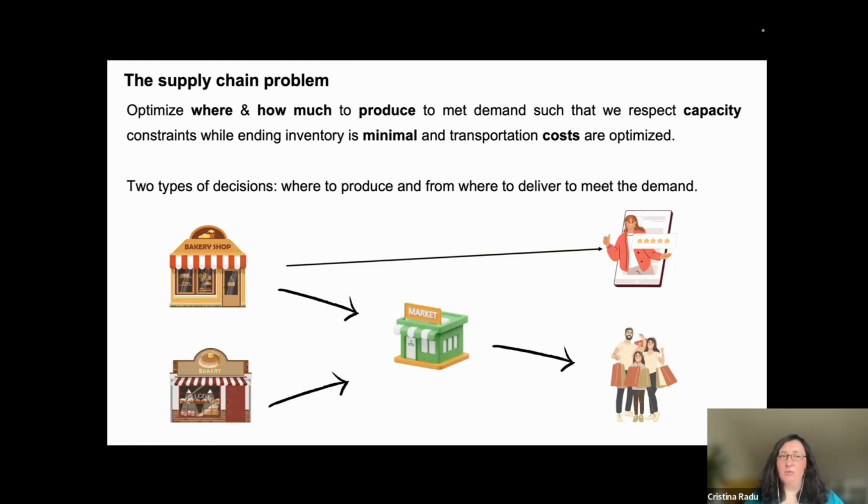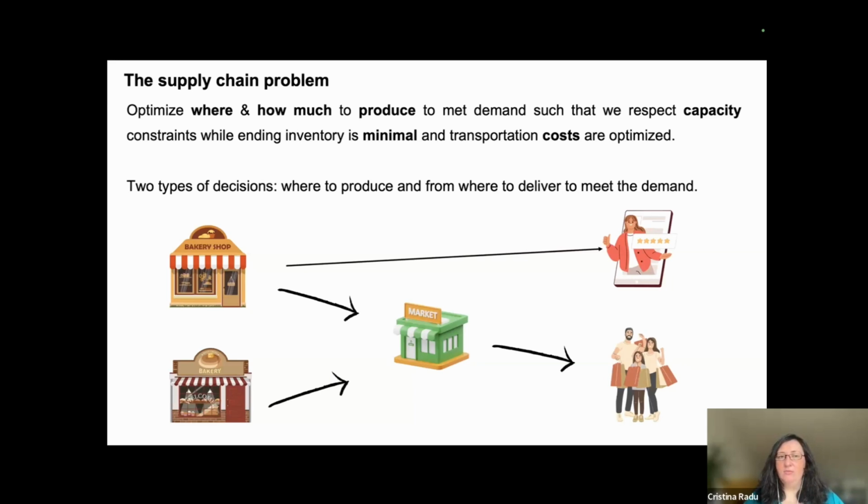So the supply chain problem is we need to see how we can optimize where and how much to produce to meet demand, such that we respect the capacity constraints of the factory, like resources, labor, and so on. We want to keep the ending inventory minimal and the costs optimal. Here I mentioned the transportation costs, but you also have production costs.